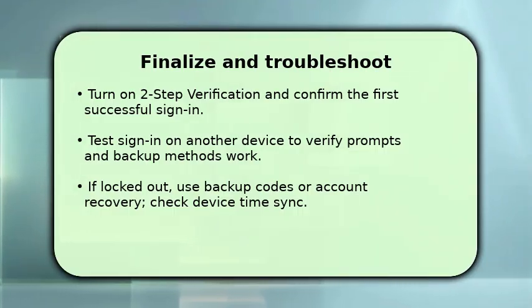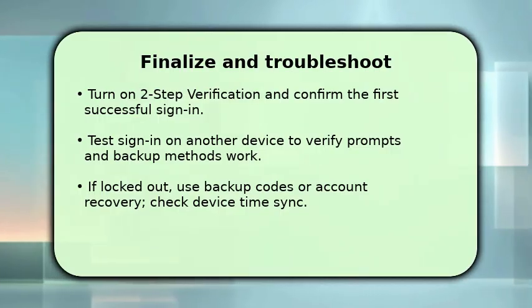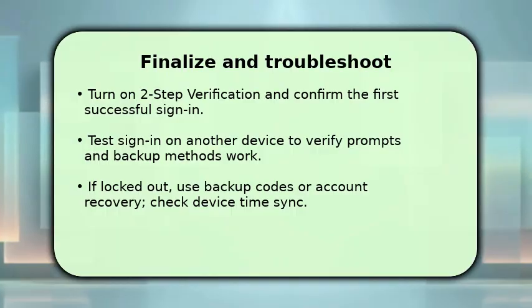If something goes wrong, first check that device clocks are synced correctly. Authenticator codes rely on accurate time. If you're locked out, use your saved backup codes or the secondary phone. If those fail, follow Google Account Recovery steps promptly to regain access and avoid extended downtime.